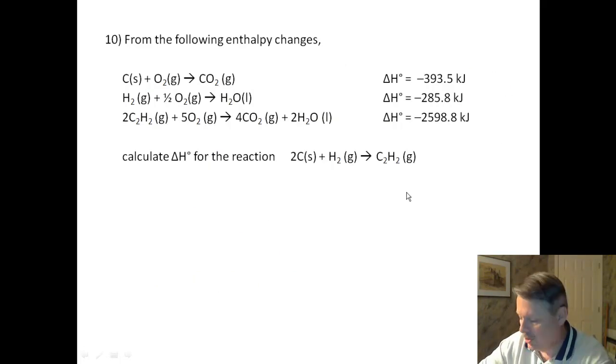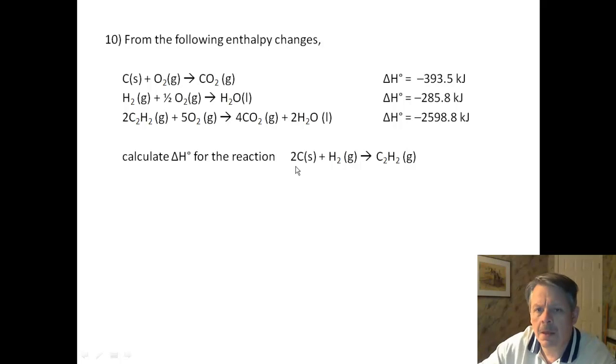All right, this is the only one we have with 3, but the logic still remains the same. I look for C. The only place I find it is here. I notice that I have 2. I only have 1, so I have to take this number and multiply by 2. I want H2. I've got H2 over here as a reactant, so that's good. So this number is fine. I don't have to change that equation at all.